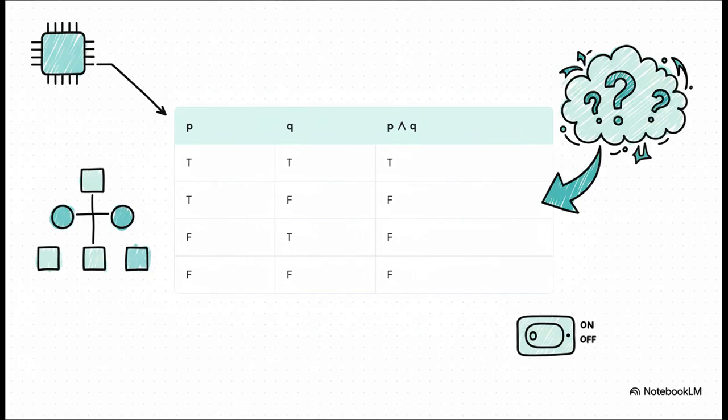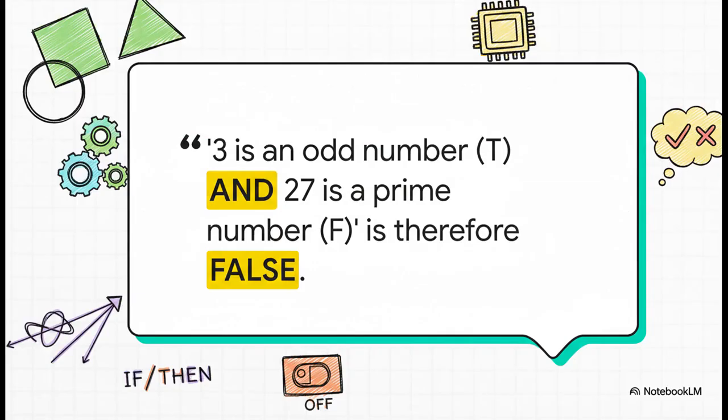As you can see right there in that top row, only when P is true and Q is true is the whole thing true. Any other situation, it's false, period. So let's see how this plays out. 3 is an odd number, that's a true proposition. 27 is a prime number, that's a false one. So we connect them with and. And because one of those parts is false, our rulebook, the truth table, tells us the entire statement is definitively false. Perfect clarity, no arguments.